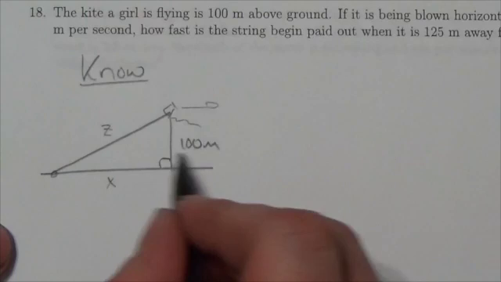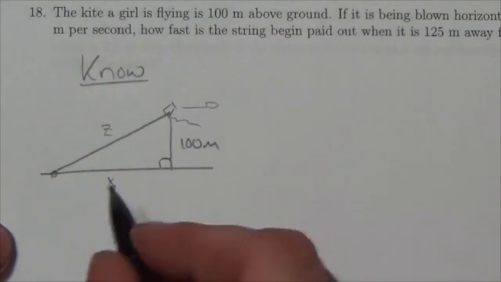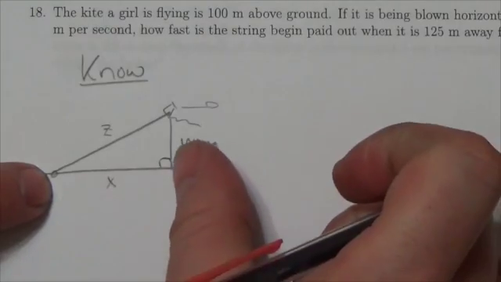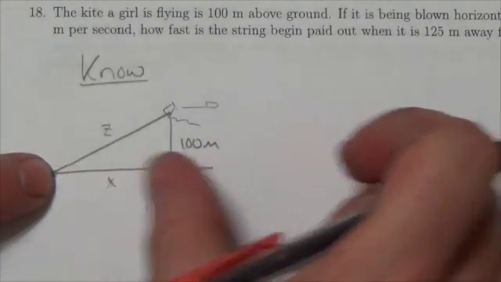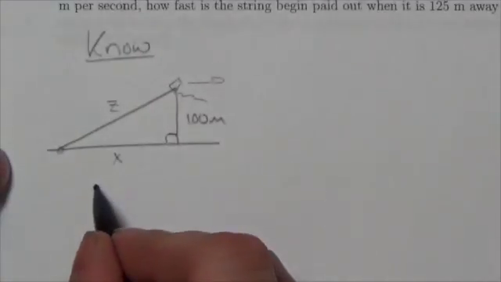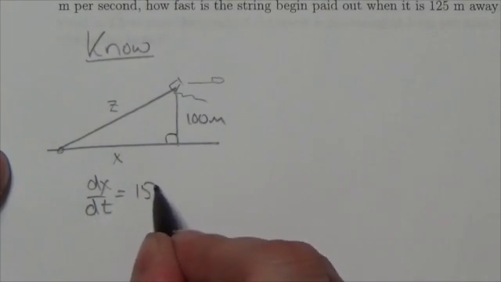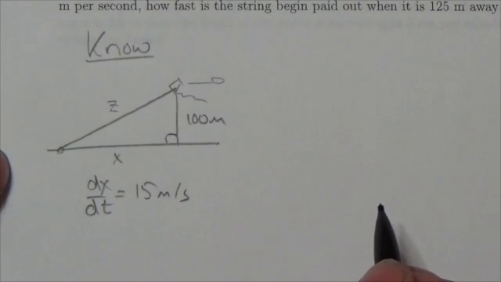Okay. So I know that the kite is 100 meters above ground. I know that it's being blown horizontally at a rate of 15 meters per second. That's got to be this distance right here, x. Okay, x is my horizontal distance. So dx by dt is going to be 15 meters per second.